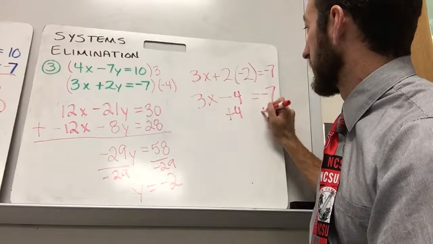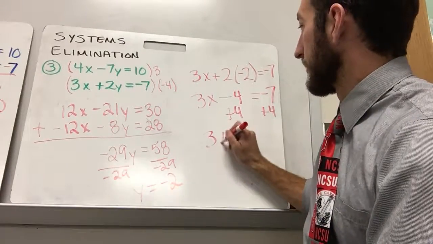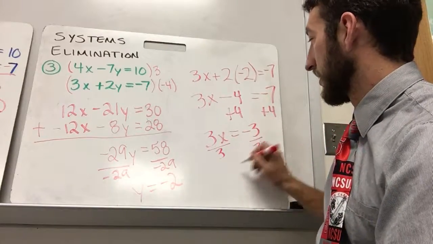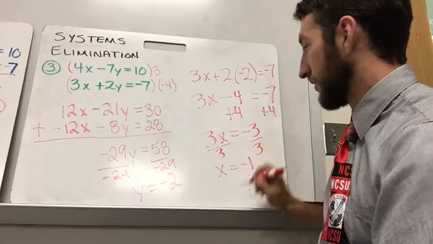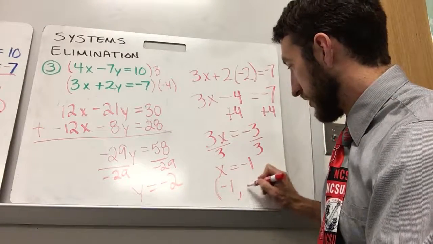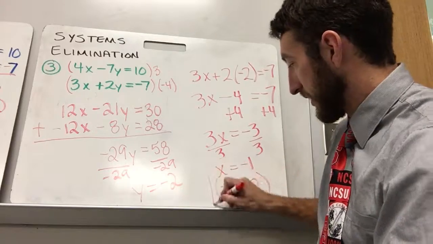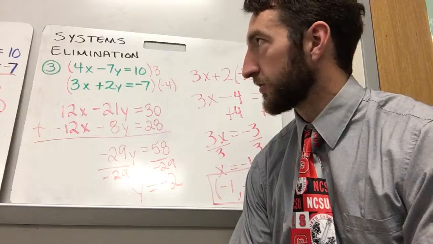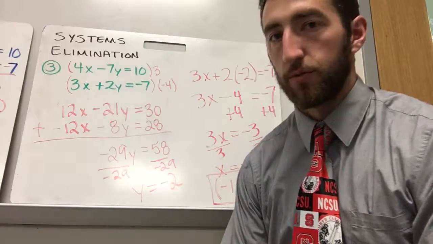Add 4 to both sides. So I get 3x equals -3. Divide both sides by 3. So x equals -1. So we report our answer as an ordered pair. So (-1, -2). So that is my final solution. And that is how you solve systems of equations with elimination.